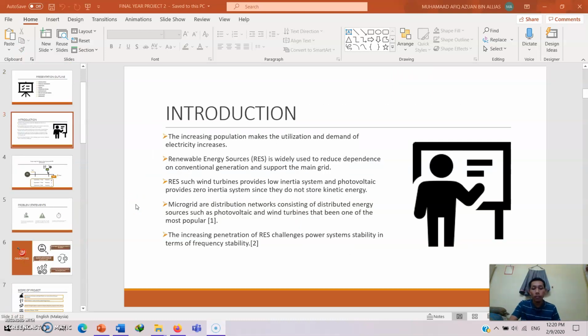Okay, for the introduction, the increasing population makes the utilization and demand of electricity increase. Renewable energy sources are widely used to reduce dependence on conventional generation and support the main grid. RES, such as wind turbines, provide a low emission system, and photovoltaic provides a zero inertia system since it does not have stored kinetic energy.